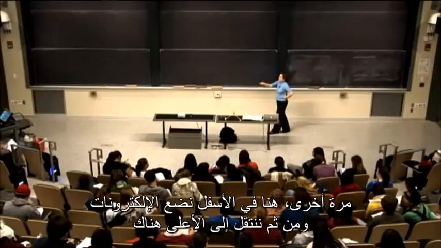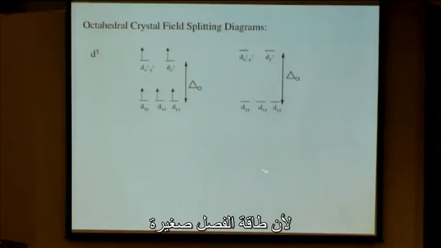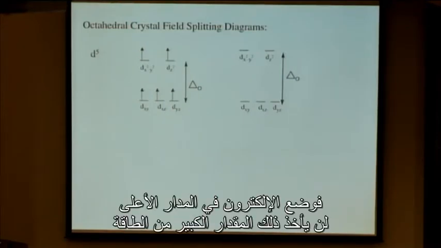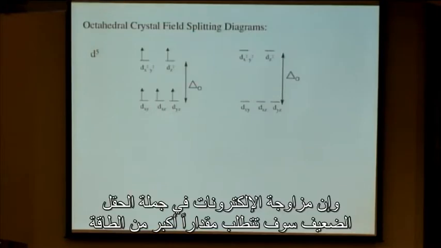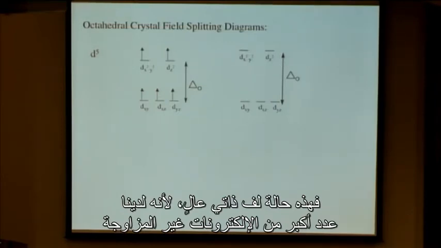So again, here we put in electrons down here and then go up here because the splitting is small, so it doesn't take that much energy to put an electron in the upper orbitals. It takes more energy to pair the electrons for this weak field system. And so this is a high spin case. We have a maximum number of unpaired electrons.